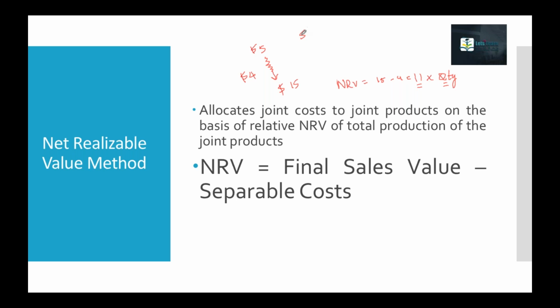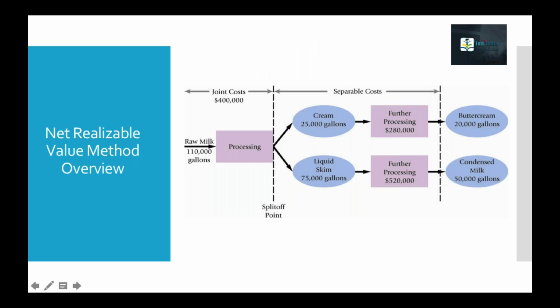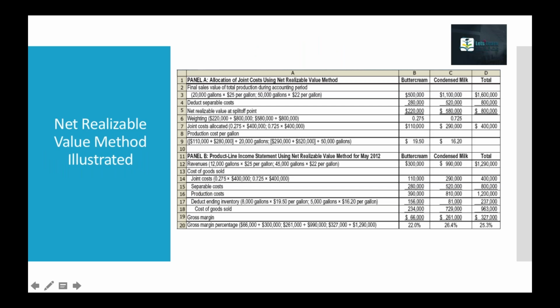Likewise, product B, you can sell it at $10. If you further process it by spending $2, you can sell it for $15. NRV of this product is 15 minus 2 equals 13, multiplied by its quantity. This is the ratio to be used to allocate joint costs.